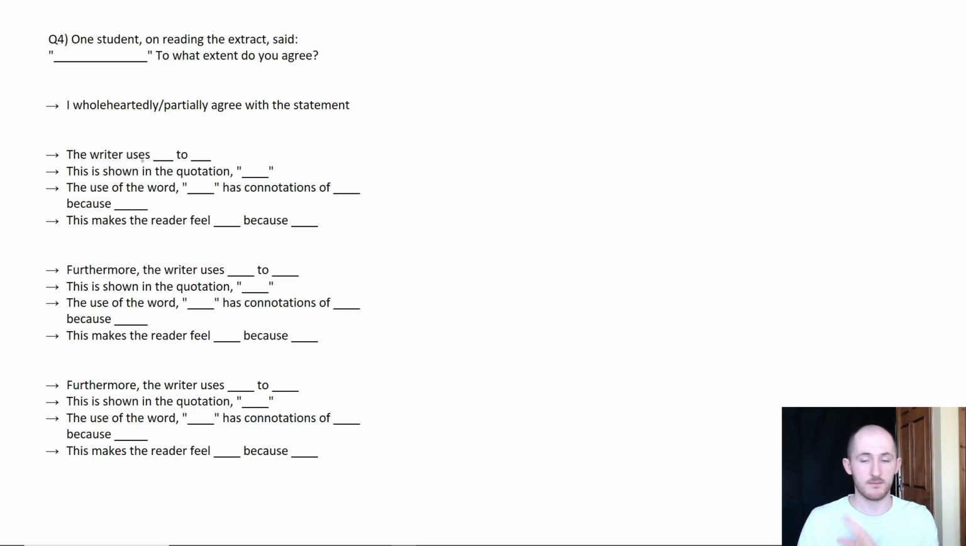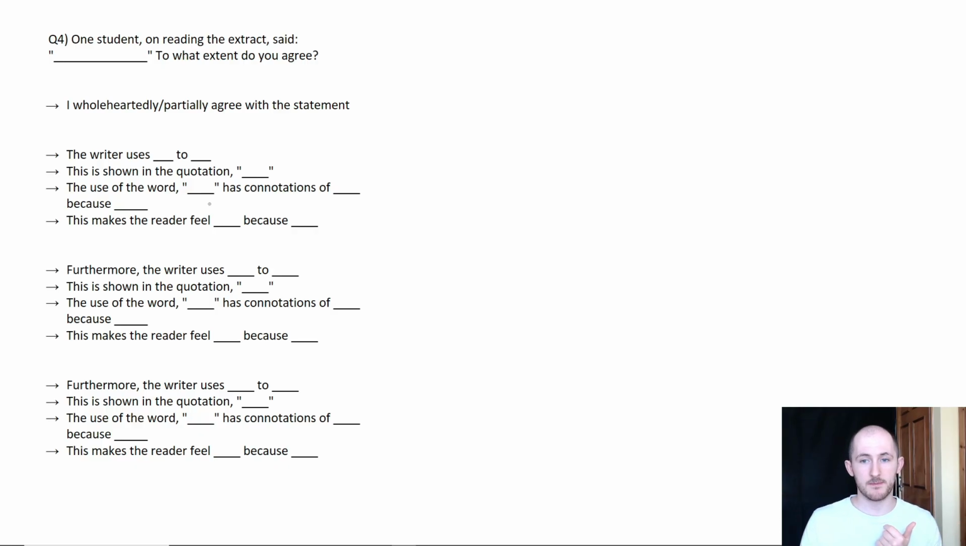So the writer uses insert language device to insert effect. This is shown by a certain quotation, because again, you always need to have evidence. Always. Generally speaking, it's not too bad. Like, you know, the writer uses a simile. Well, you can just quote the simile. That's it. Nice and easy.